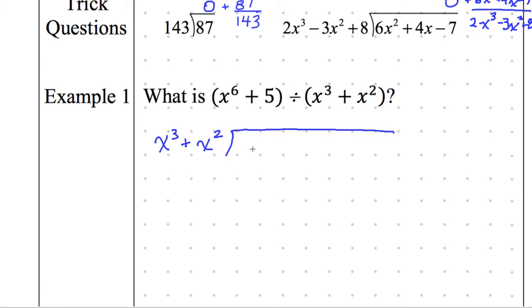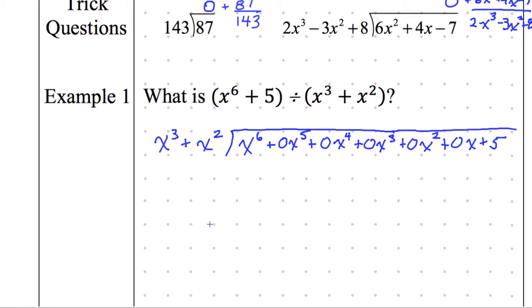You're working towards it. I'm going to write x to the power of 6 here, but the next term should be a degree 5 term, but I have no degree 5 term to put here, so what should I do? I can put a 0, yeah, plus 0x to the power of 5, plus 0x to the power of 4, plus 0x to the power of 3, plus 0x squared, plus 0x plus 5. Tons of placeholders.